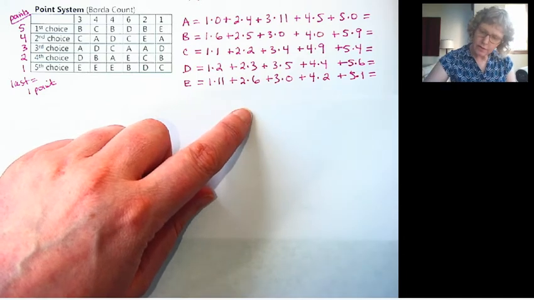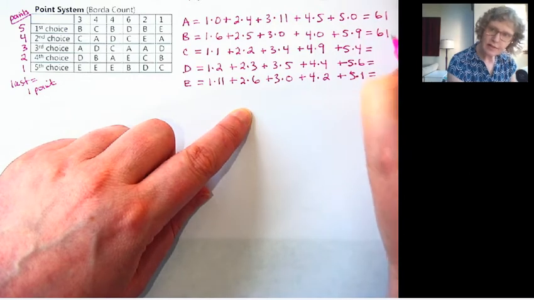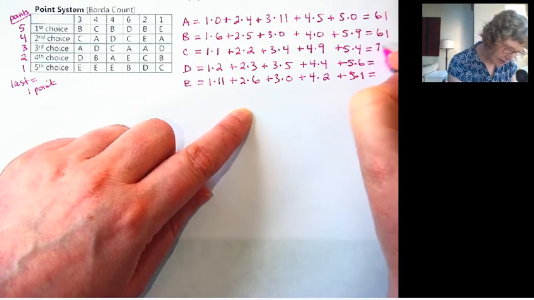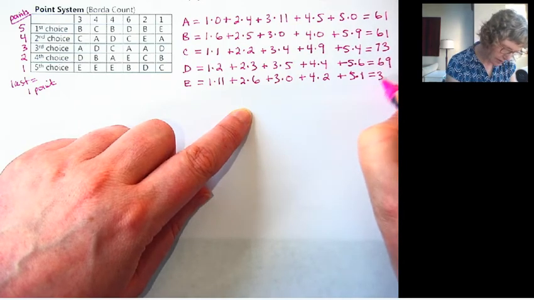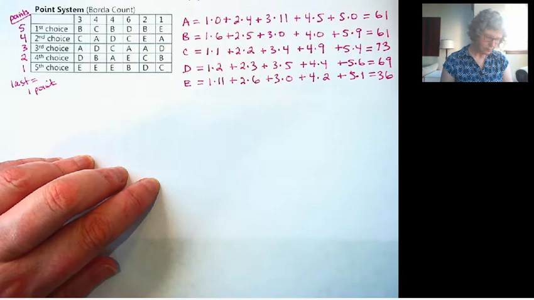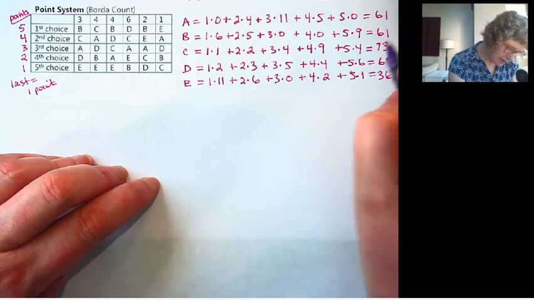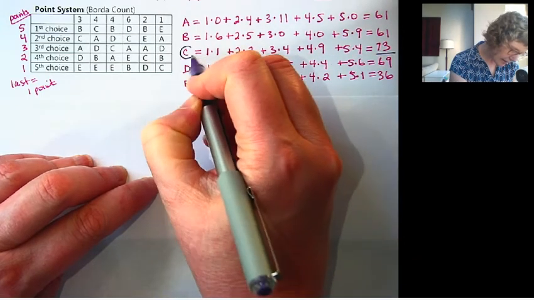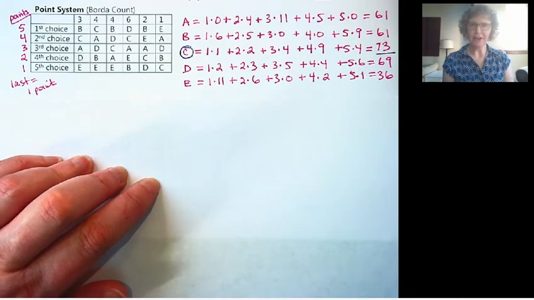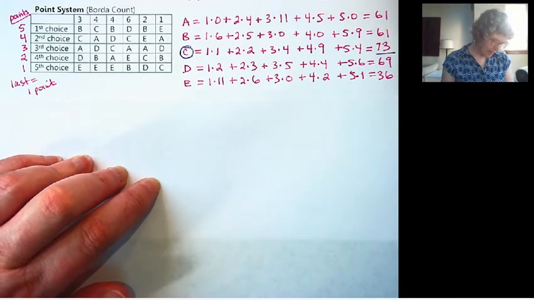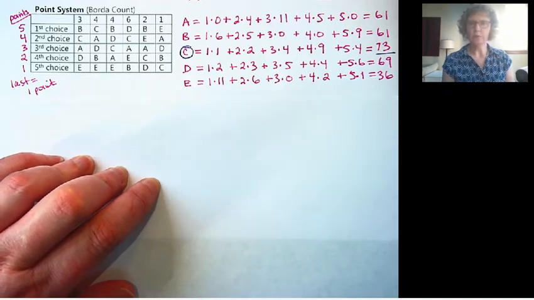Okay, great. So the totals that I got, you can double check me. I got 61, 61, 73, 69, and 36 for E. So then the winner is the one who has the most points, which in this case is C. 73 is the highest. So we have yet another winner. We had B for plurality, D for instant runoff, and C for the Borda count or point system.